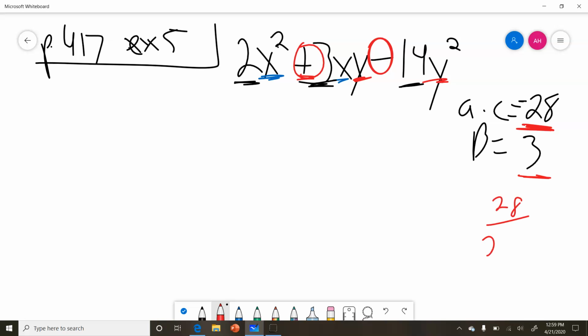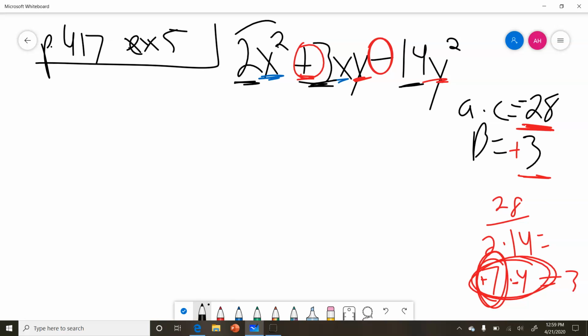What are its factors? Well, we got 2 and 14. We have 7 and 4. And which one of those, when we subtract, will we get positive 3? Oh, look at this right here, 7 and 4. Now, which one has to be bigger? Well, 7 has to be bigger because this is a positive, and the 7 is bigger, so that's going to have to be the positive, and this is going to be a negative 4.